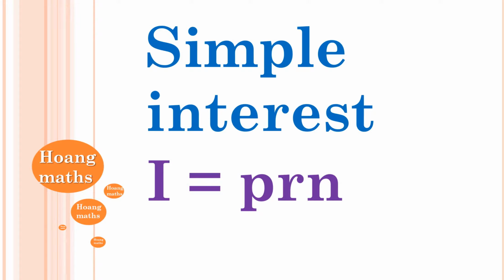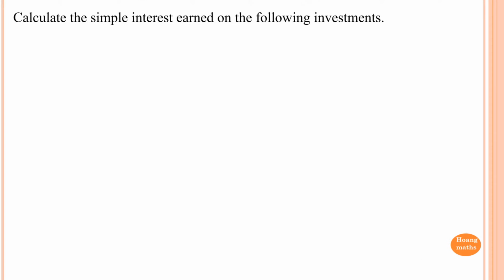Okay, let's go on to a few examples. Calculate the simple interest earned on the following investments. The first one is $5,000 at 3.5% per annum for 2 years. Per annum means per year. So $5,000, that's what you put in the bank, and then you get 3.5% return, and you leave it there for 2 years.